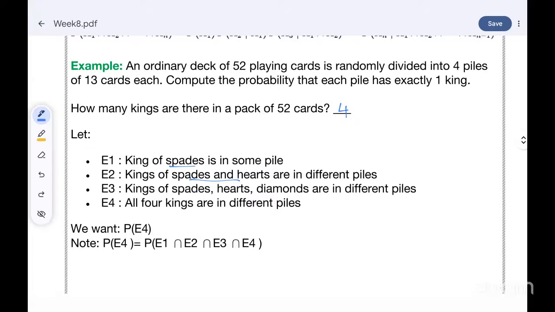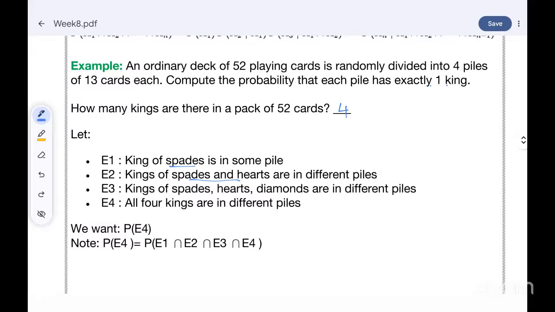Okay, so here specifically, for example, E1 represents the event of having a king of spades in some pile. And E2 represents the event of having kings of spades and hearts in different piles. Now E3 is the event of having kings of spades, hearts, and diamonds, all of the 3 in different piles. Now E4, all 4 kings are in different piles. Okay, so now the question is asking what is the probability that each pile has exactly 1 king. So it means all 4 kings should be in different piles. That is what we are looking for, right?